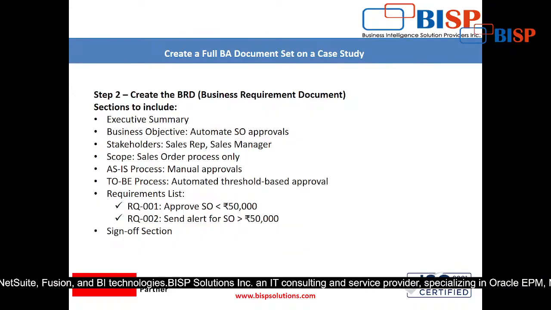Then the as-is process. As-is process means what the current process is. You can consider as-is process to mean the current process. Currently a manual process is there. Manual approvals.